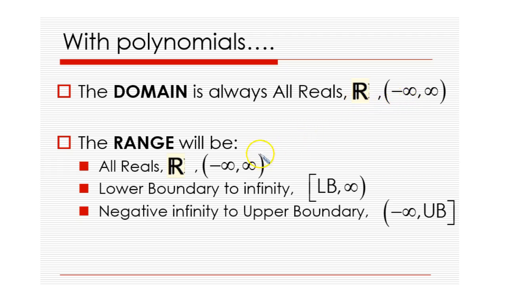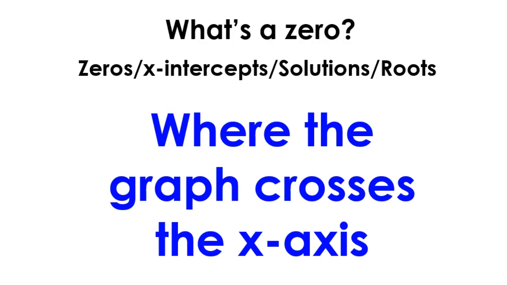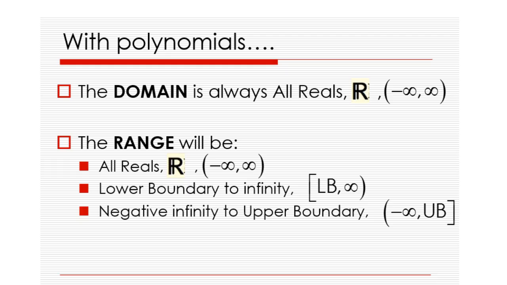The range, on the other hand, sometimes is all real numbers. Sometimes there's going to be a lower boundary, and we're going to go from that lower boundary all the way up to infinity, including the lower boundary. And sometimes we'll have negative infinity all the way up to an upper boundary, and we'll have a bracket on the upper boundary. And we'll see this in some examples in just a little bit.